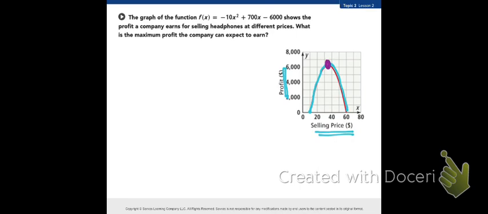Once we find out the coordinates, do we care about the X coordinate or the Y coordinate? When we're asked what is the maximum profit, we care about the Y coordinate. So we're looking for the Y coordinate of that vertex of the parabola.